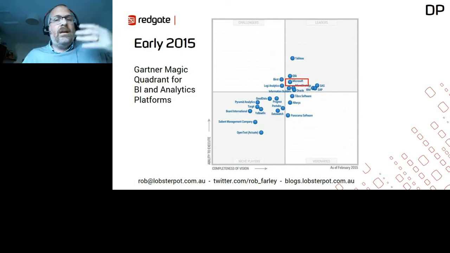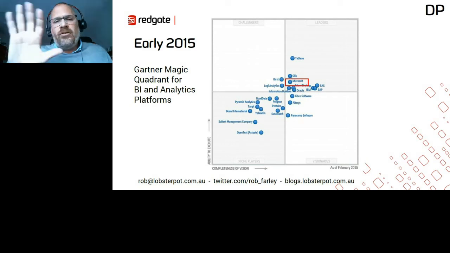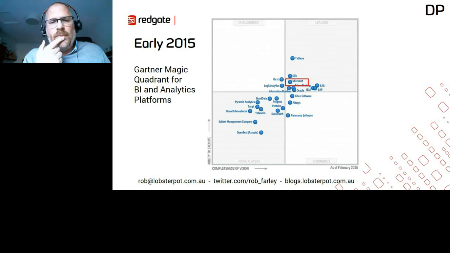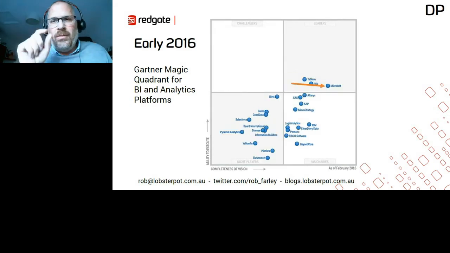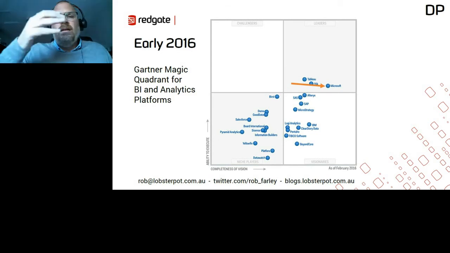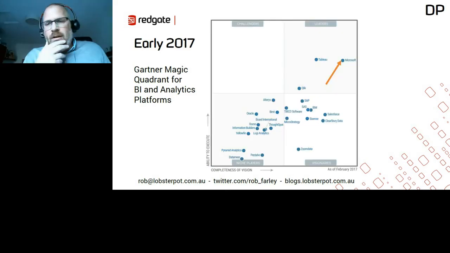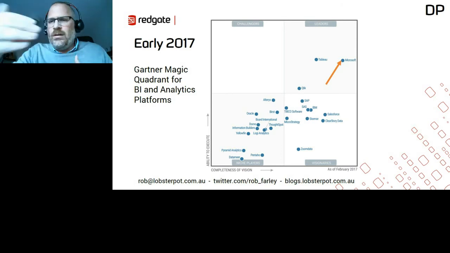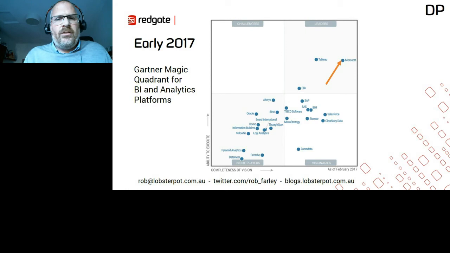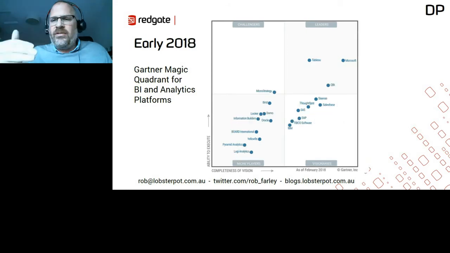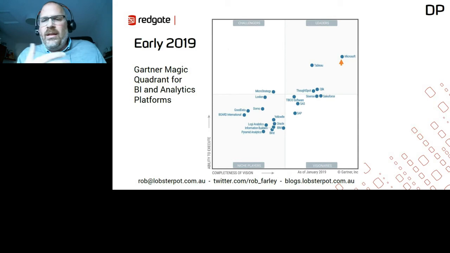There were quite a few leaders back then. Tableau was out in front on the ability to execute, but there were quite a few companies jostling for position with them on that completeness of vision, right? But Microsoft was already listed as a leader there. Over the coming years, they moved across and became the outright leader on the completeness of vision. And then in 2017, they had moved up in their ability to execute. Power BI wasn't quite so new. It was establishing itself.